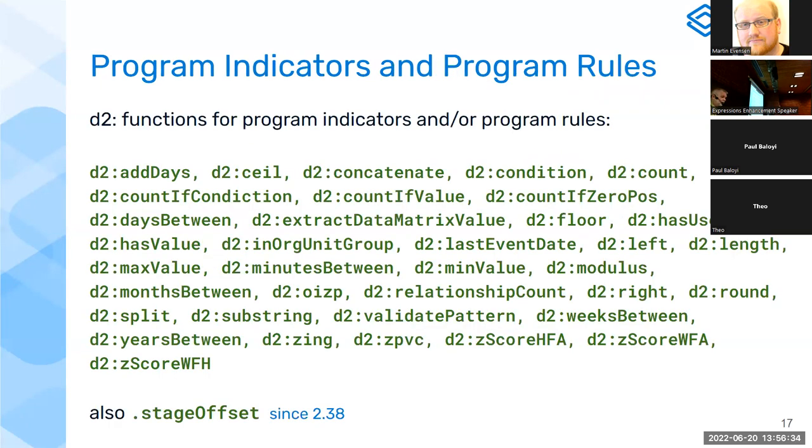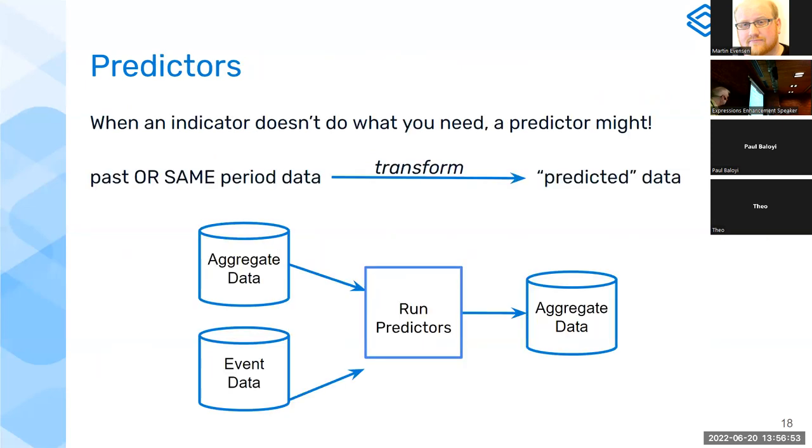And then program indicators and program rules. They got a lot of stuff. In 2.38, a stage offset function was added, just to note. If you have a repeating stage, you can say, give me the last value, give me the second to last value, whatever. That's a new expression that's been put in.